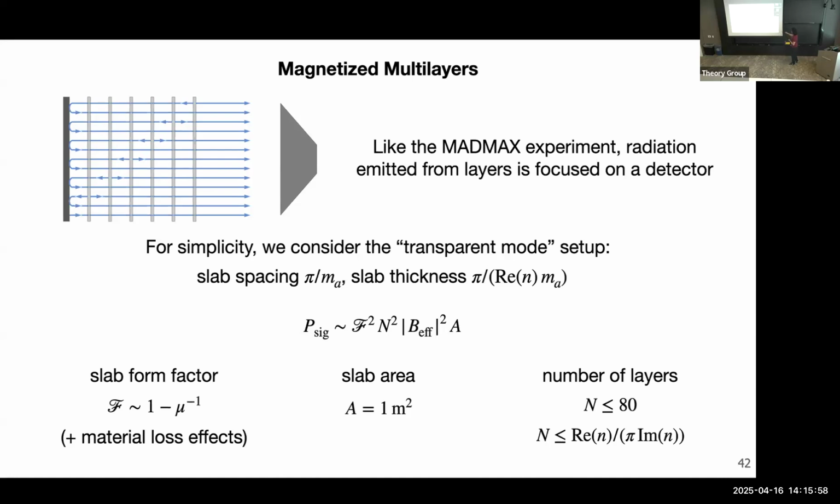There's also another factor, which is that you want to make sure that the last layer is not absorbing that much of what came out of the first layer. That means that the index of refraction has to be mostly real, so that's another constraint. And then we'll take a meter square for the area as a benchmark.